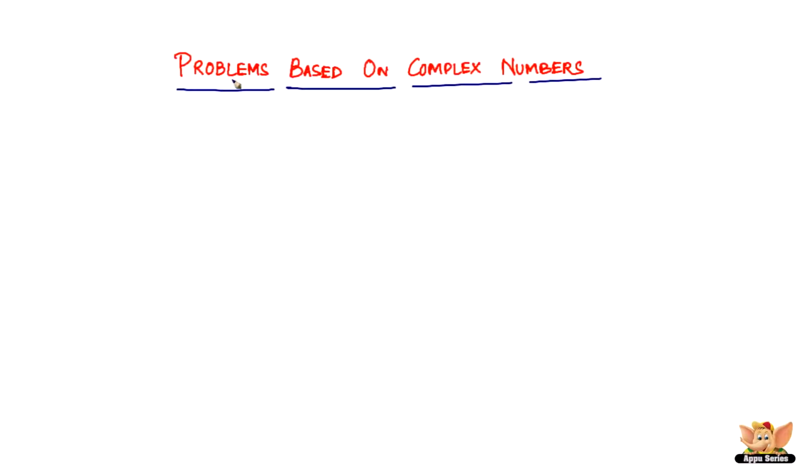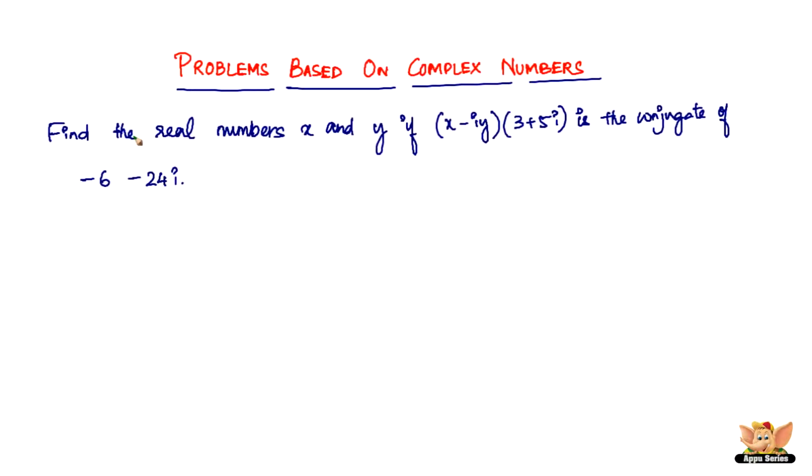In this video, let us continue to solve more problems based on complex numbers. Alright, here we've got a problem which reads like this. It says, find the real numbers x and y if (x minus iy)(3 plus 5i) is the conjugate of minus 6 minus 24i. So what it says is, we need to find the values of x and y.